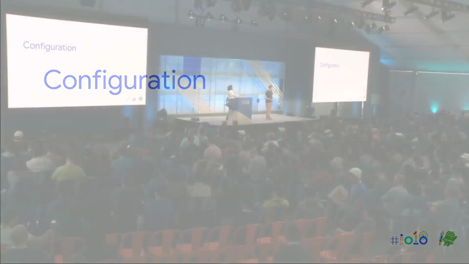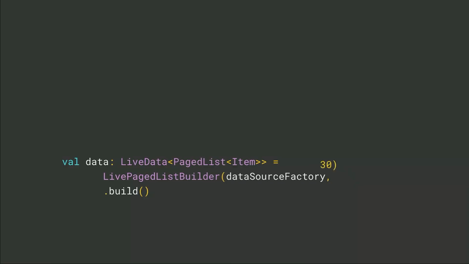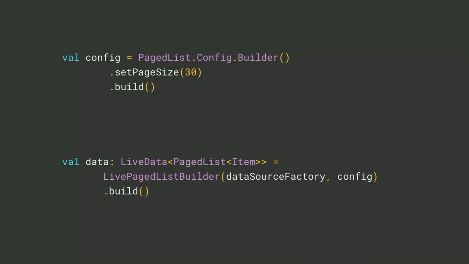So let's go through how you can do further configuration, because we don't stop at just page size. So the code that we showed before of creating a live paged list builder, you can simply just pass a minimum page size, and that's the minimum amount of data that you need to pass. But you can also create a configuration object where you can declare more. So one thing that you might want to do is set an initial load size hint. And what this does is it requests that the initial load is larger to avoid initial page fetches immediately after you've fetched it.